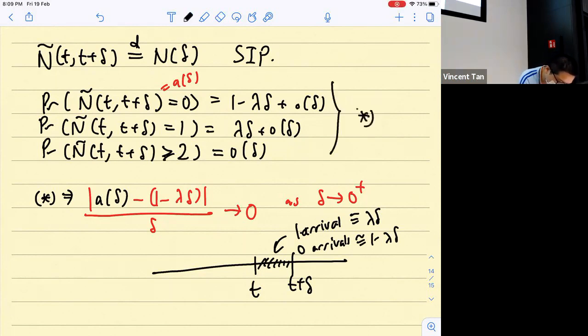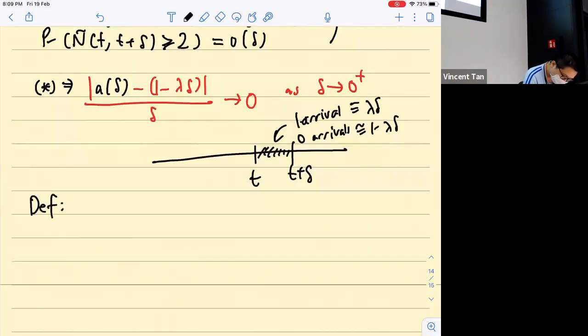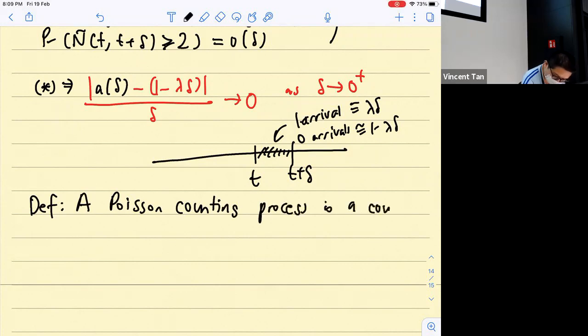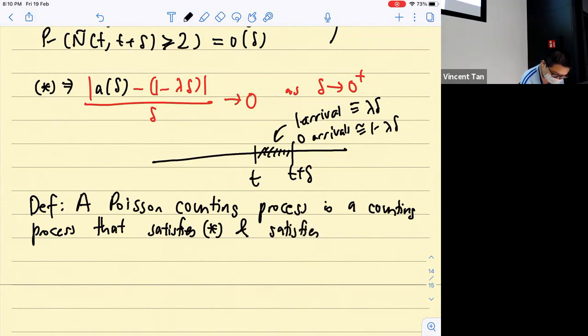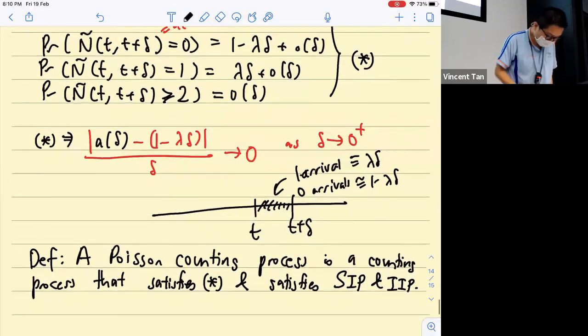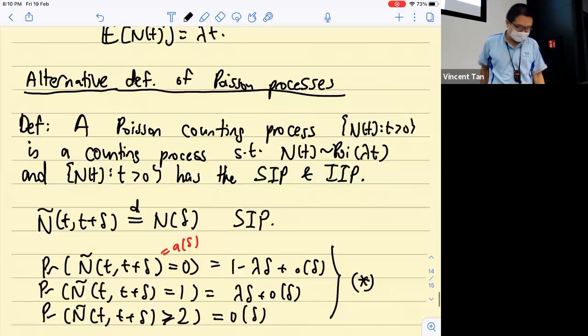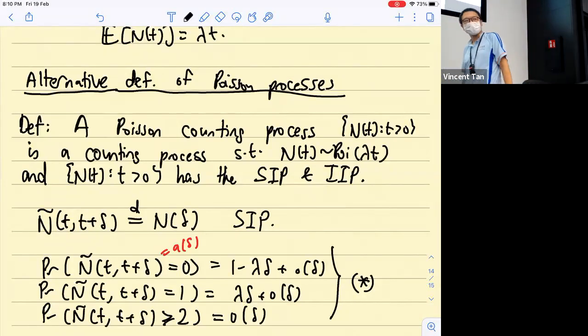So just to summarize, let's call it star. All right? So we can define another way of defining a Poisson counting process: a counting process that satisfies star and satisfies at the same time the stationary increment property and the independent increment property. You know what we did just now? In the other definition, we actually specified the distribution of N(t) at each t, Poisson lambda t. And we added on the stationary increment property and the independent increment property.